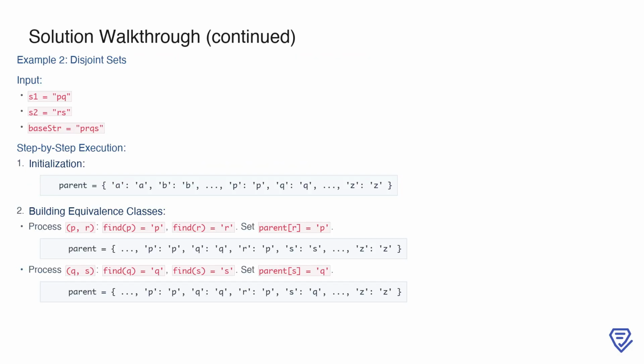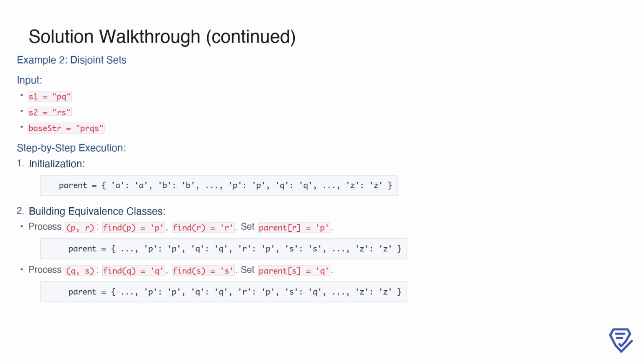In the second example, we consider disjoint sets where S1 equals PQ, S2 equals RS, and base str equals PRQS. Just as before, we start with each character being its own parent. Then, we process the pairs to form equivalence classes. For P, R, the parent of P is P, and the parent of R is R. Since P is smaller, we make it the parent of R. Next, for Q, S, the parent of Q is Q, and the parent of S is S. Here, Q is smaller, so we make it the parent of S.